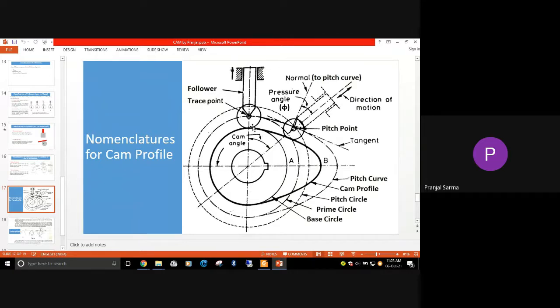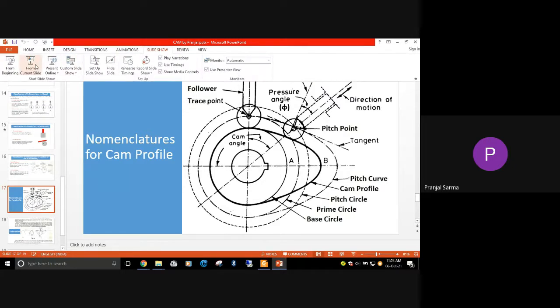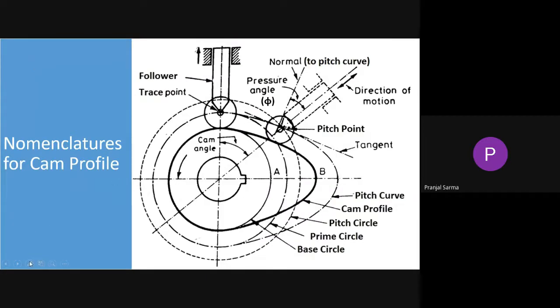How much larger is it? It is this much. What is this amount? Can anyone tell me? This amount is nothing but the radius of the roller. If this is r, and small r is the roller radius, then in that case the prime circle radius will be r plus small r. Correct?